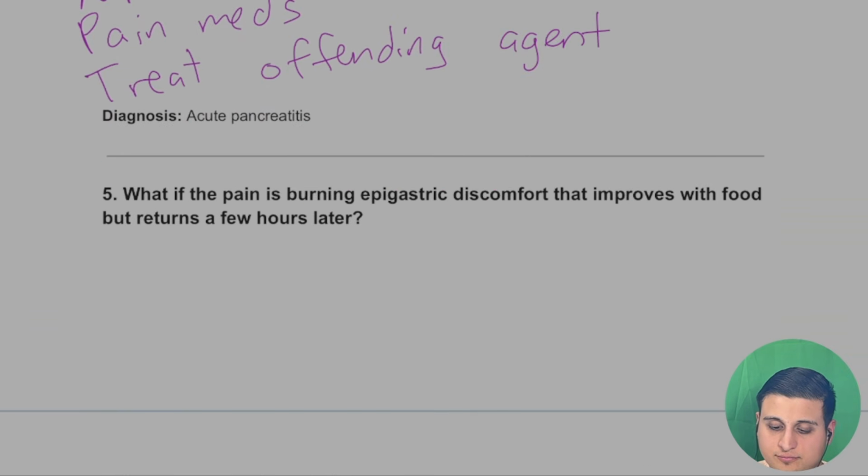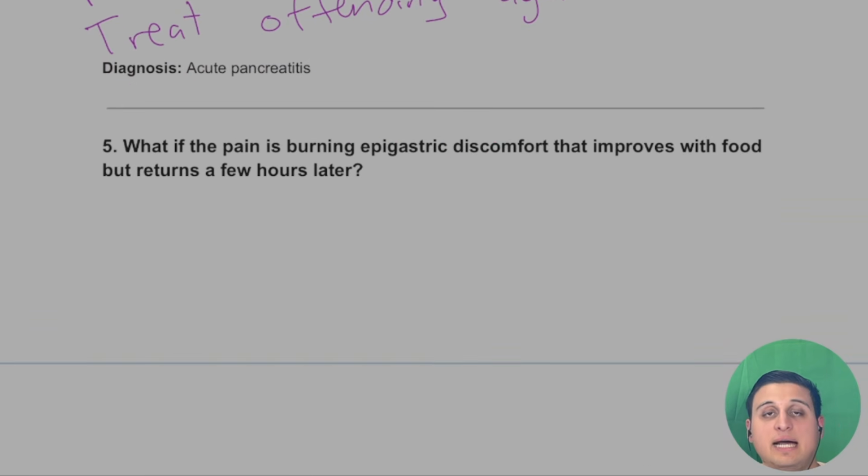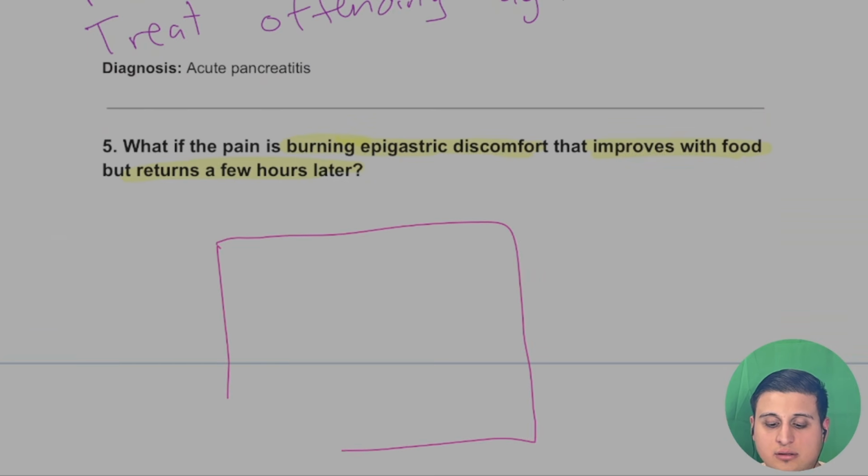Cool. Let's move on to this next. Now, instead of that pancreatitis picture, we have pain, burning epigastric region discomfort that improves with food but returns a few hours later. So now we're basically saying this patient has relief with eating and then pain with fasting. So now we're going to figure out, well, is this some sort of duodenal ulcer or gastric ulcer, right?